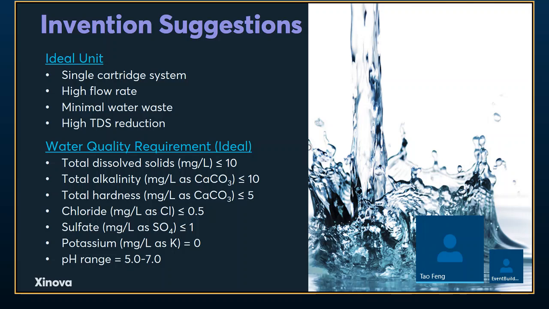Also in this slide is the list of the water quality requirements. Again, these are all ideal situations. It's probably too aspirational to ask a single invention to meet all these requirements. But these are still very important numbers. So please remember these numbers when you're working on your ideas. We probably won't accept inventions or solutions that deviate too much from these numbers.